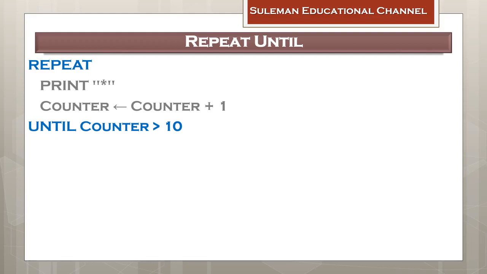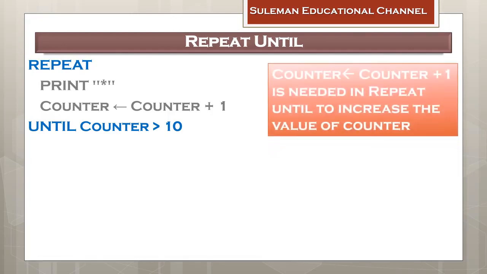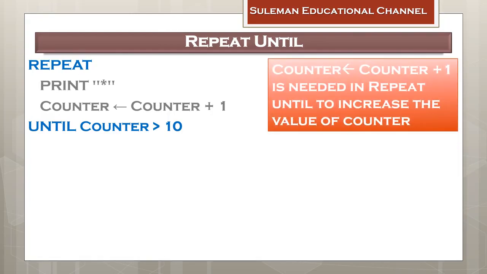Third line is counter assignment counter plus 1. In this line the value of counter is incremented by 1. In for loop it is by default, but in repeat until you have to write the statement to increase the value of the counter by 1.